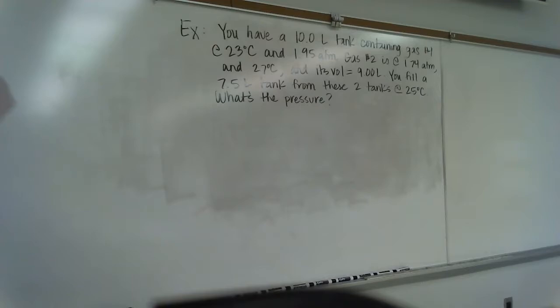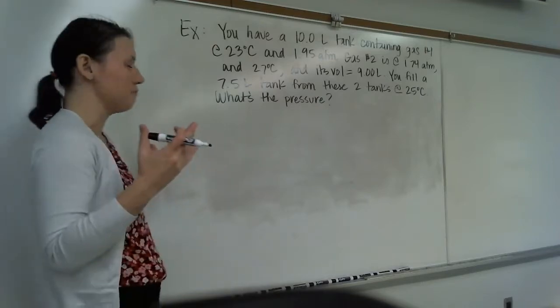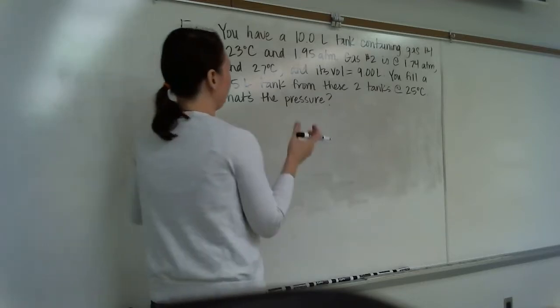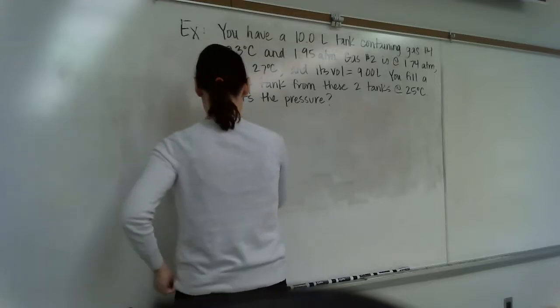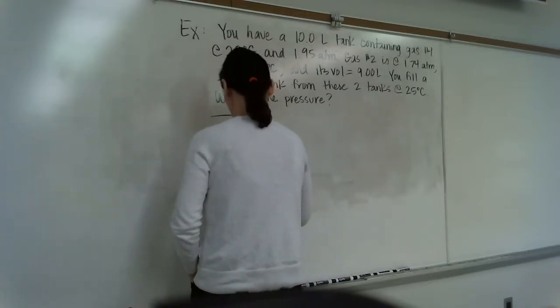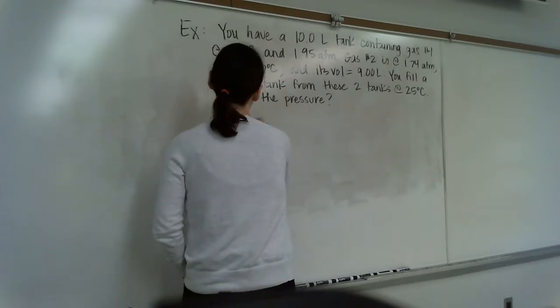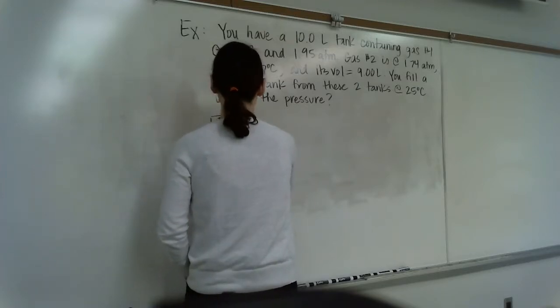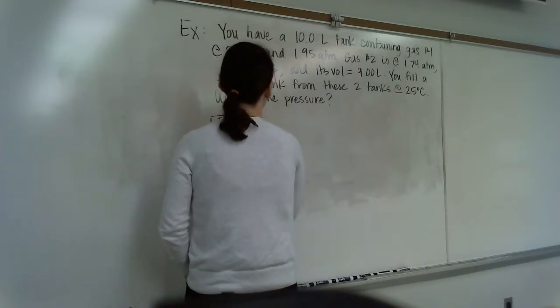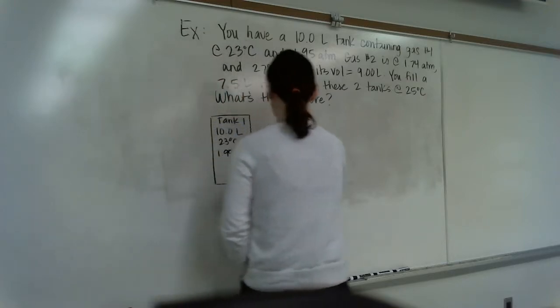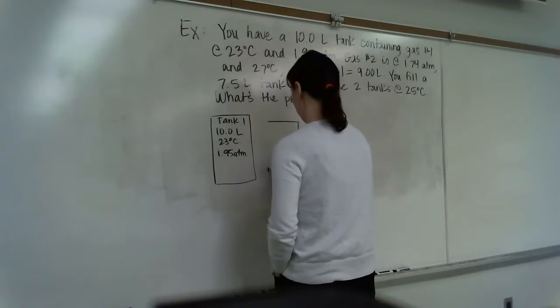Okay, let's go over how to do this one. So we've got a lot of information. We've got 2 tanks. We're going to mix them together and pump that into a 3rd tank. So if you want to make yourself a little sketch, that might help. So let's draw tank number 1. This is tank 1. It is 10 liters. It is 23 degrees Celsius. It is 1.95 ATM. Here's tank 2, slightly smaller.